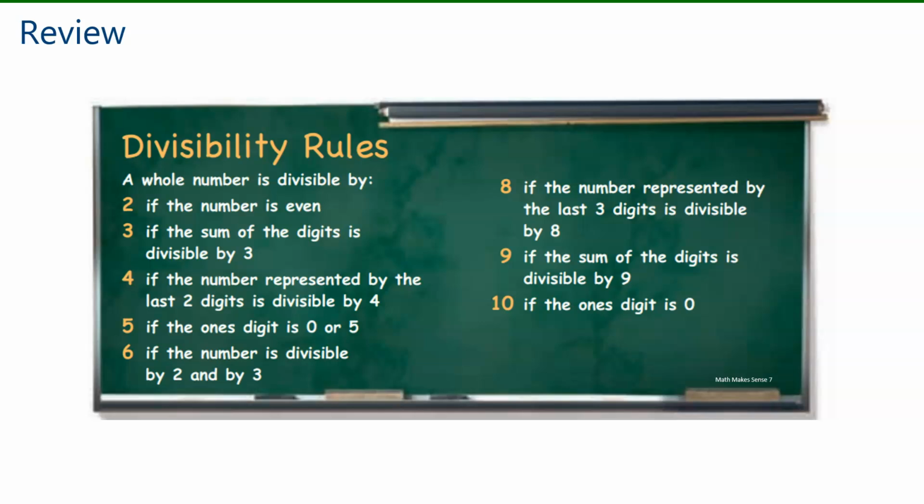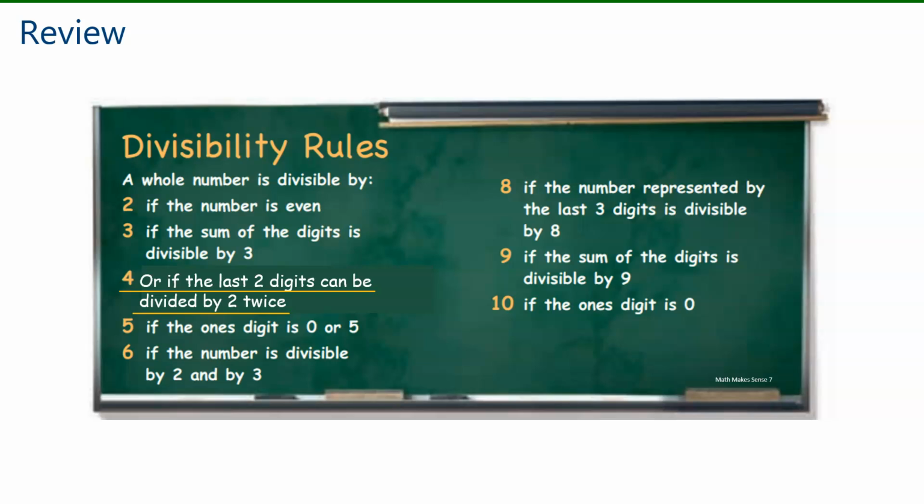So to start, it says a whole number is divisible by 2 if the number is even. A number is divisible by 3 if the sum of the digits is divisible by 3. A number is divisible by 4 if the number represented by the last two digits is divisible by 4. And this is a little bit different than what we did. So if you had a number like this, you can just look at the last two digits. Since you know that 12 is divisible by 4, then that means that the whole number is divisible by 4. And we learned that if the last two digits can be divided by 2 twice, it's divisible by 4.